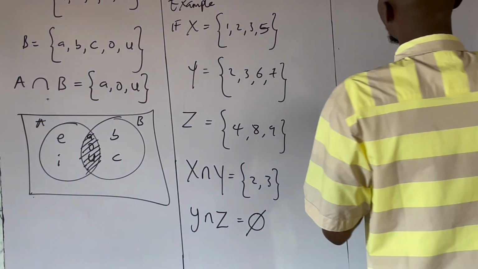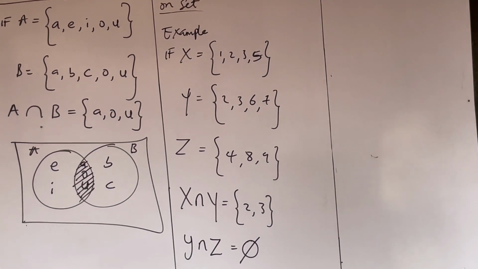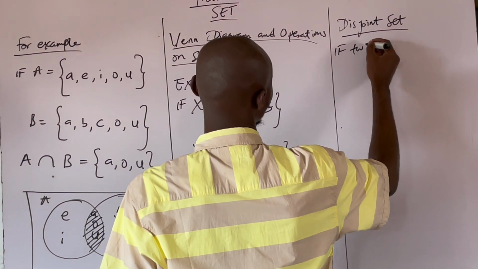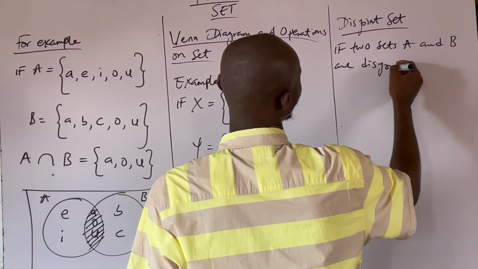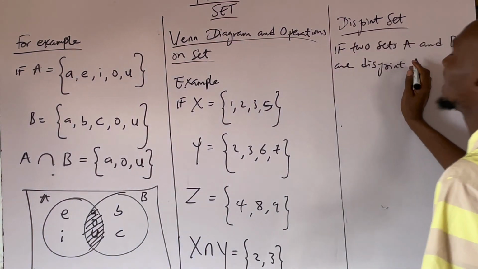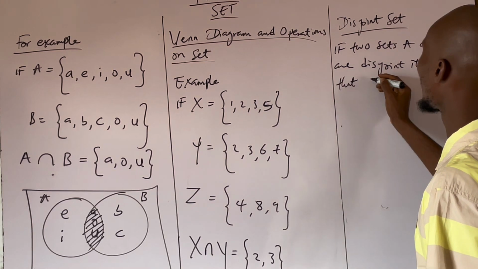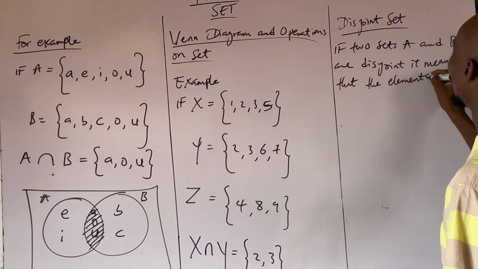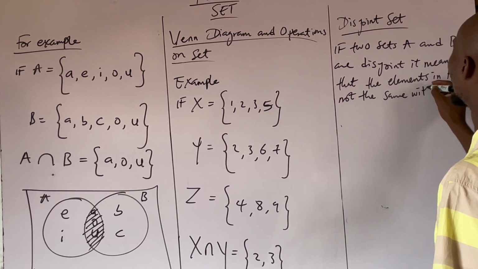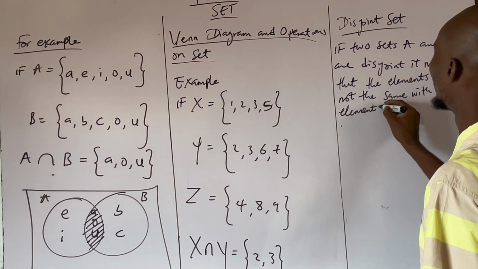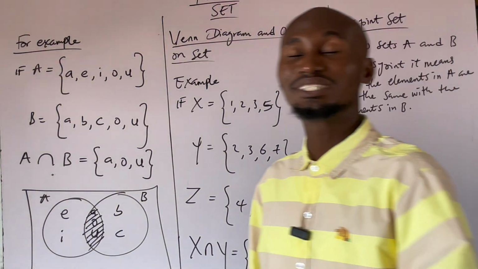In disjoint set, if two sets A and B are disjoint, it means that the elements in A are not the same with the elements in B. Or you can say the elements in A are not contained in the elements in B.